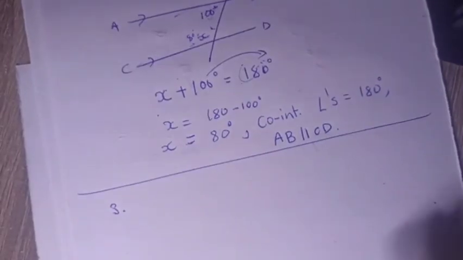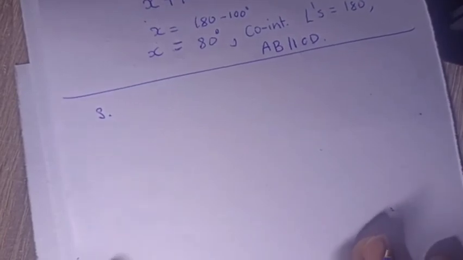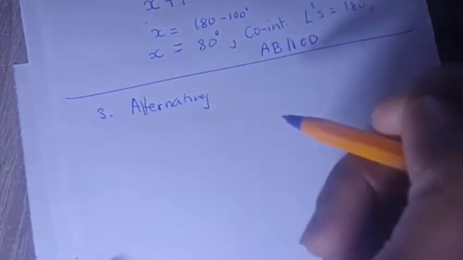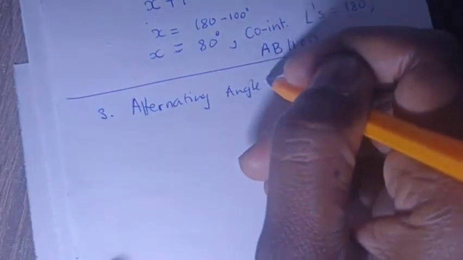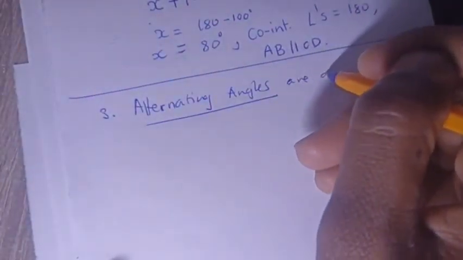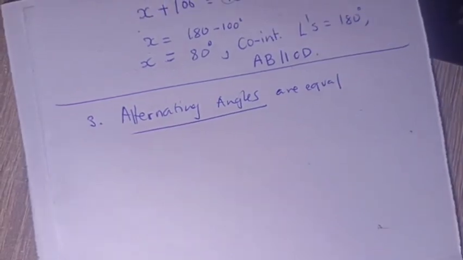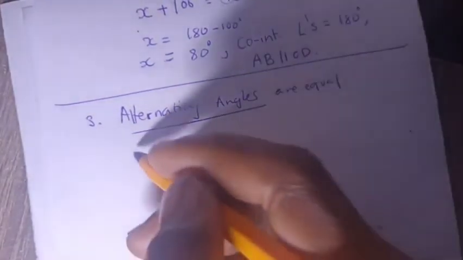Can you see? Yes. Okay. So where are we now? We're doing the last one, the N. Remember, we're doing fun. So the N is called the alternating angles. What do you know about alternating angles? They are equal. Alternating angles are equal.